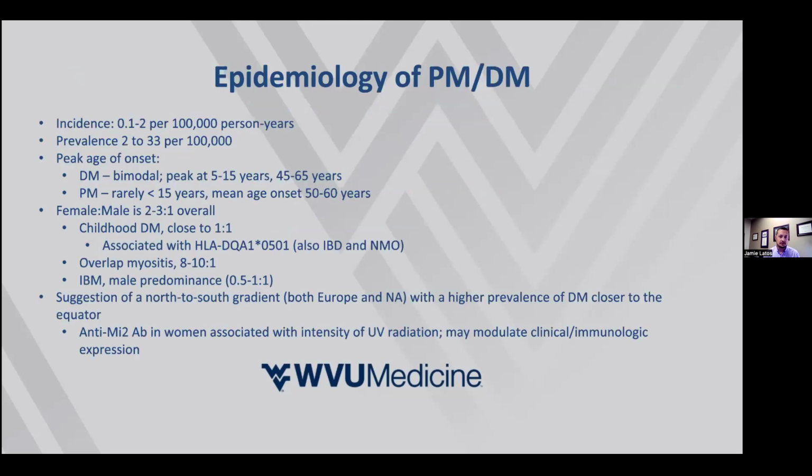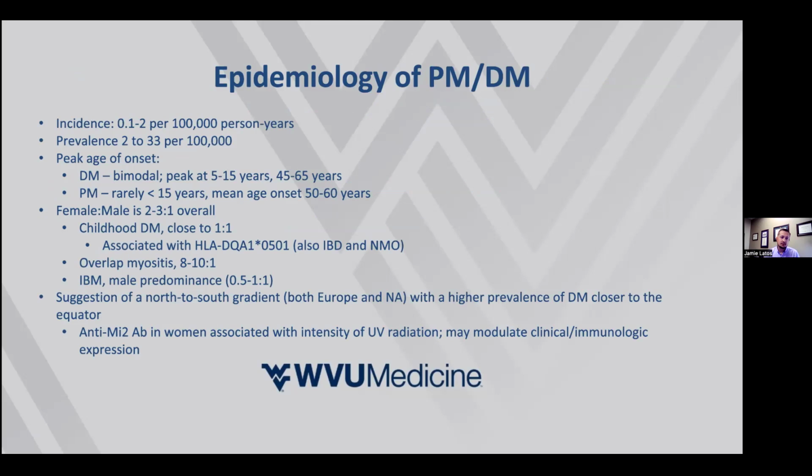So these are not the most common conditions that walk into rheumatology clinic compared to things like RA, for instance, or psoriasis, but we do see them not uncommonly. So incidence can be estimated anywhere between 0.1 to 2 cases per 100,000 person years, which translates to a prevalence of anywhere between 2 and 30 per 100,000 people.